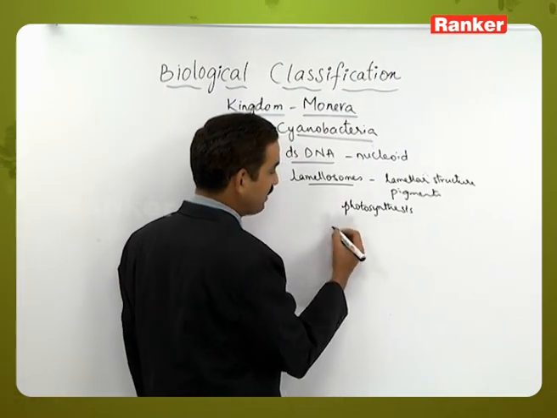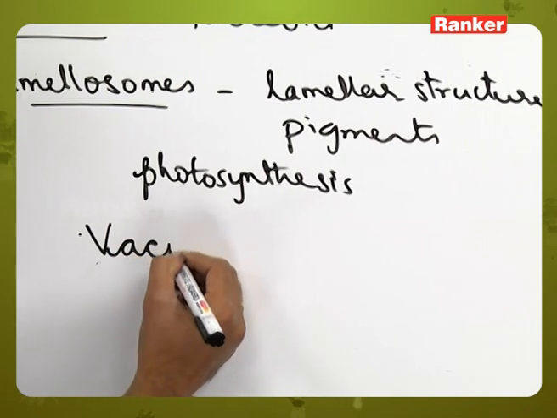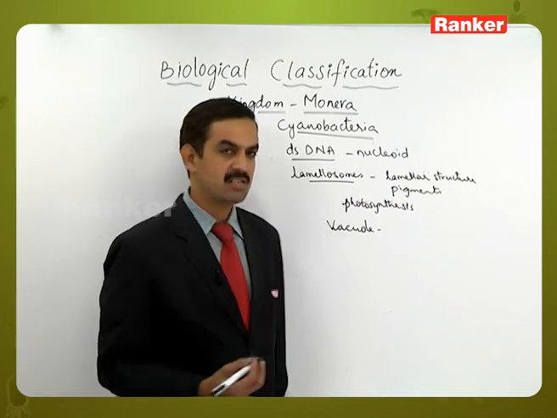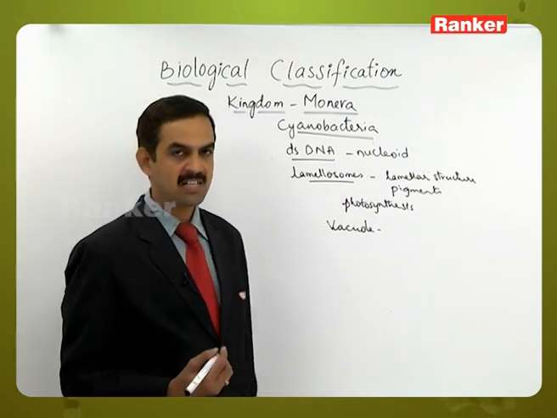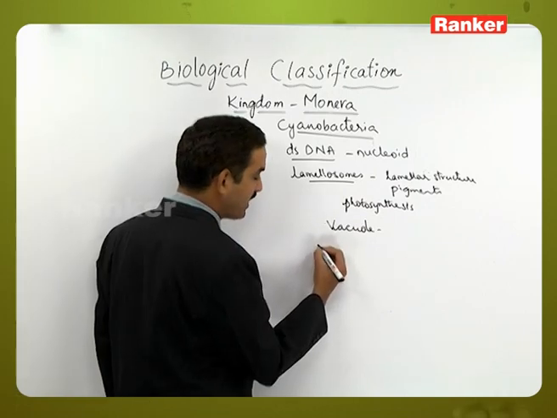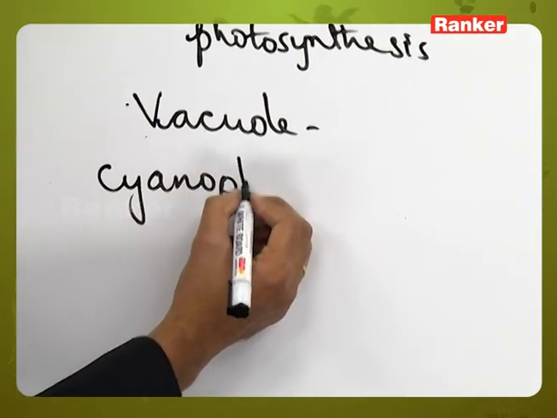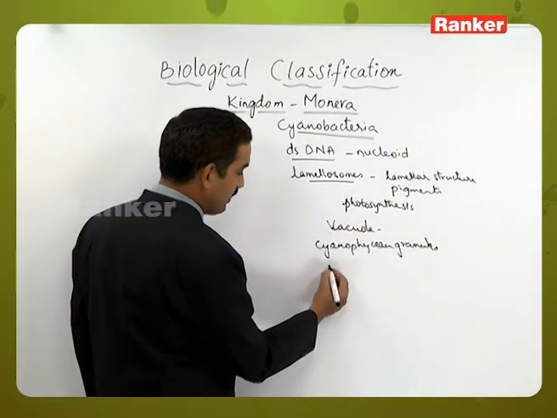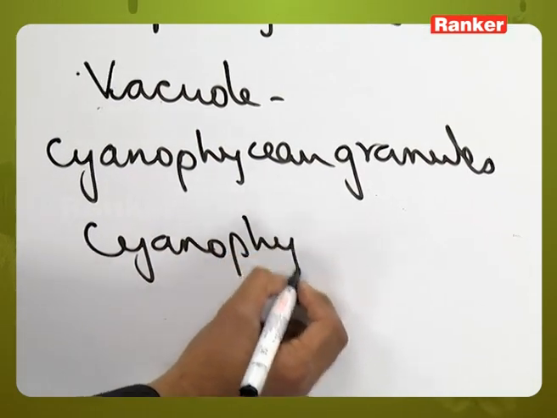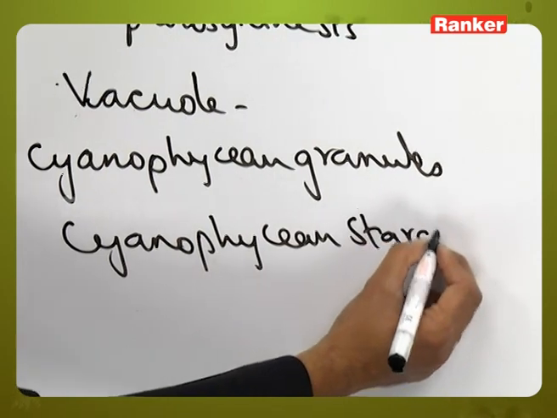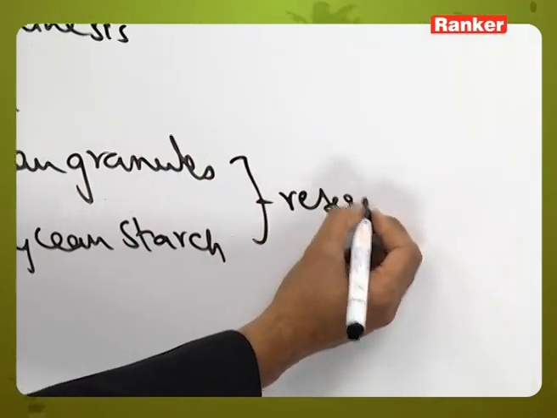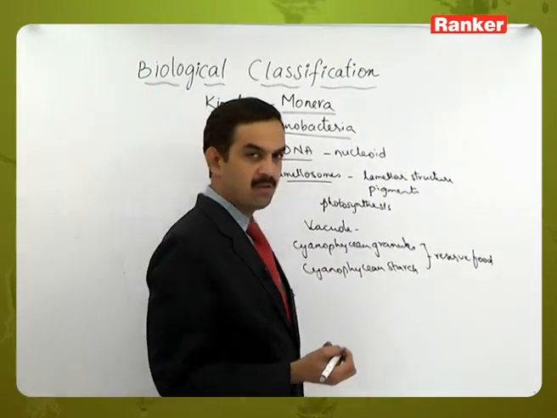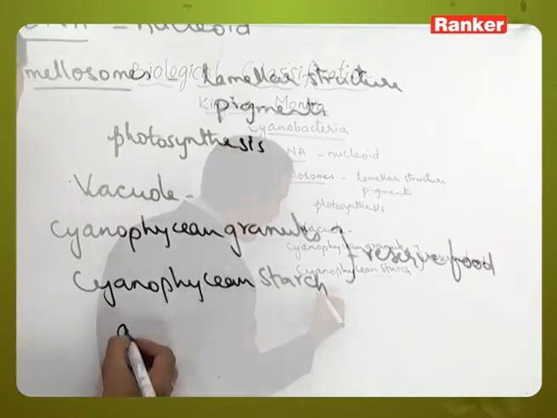So this is how they have this structure, and the cytoplasm contains a large central vacuole. This is how the cells exhibit this type of special characteristic feature. They have reserve food materials in the form of cyanophycean granules and cyanophycean starch. These are the two types of reserve food materials present in the members of Cyanophyceae. And apart from this, they have the ability to perform functions in anaerobic conditions.